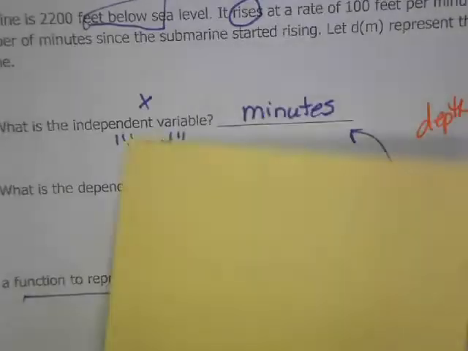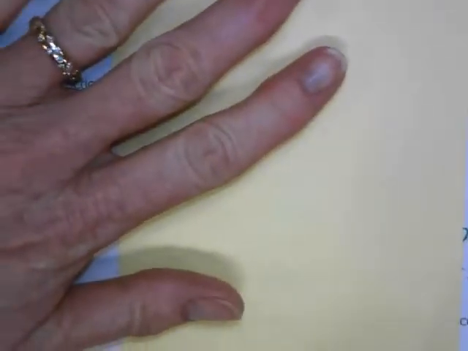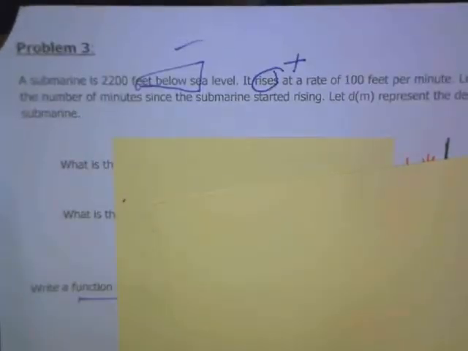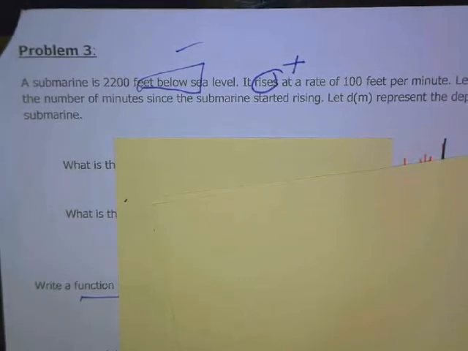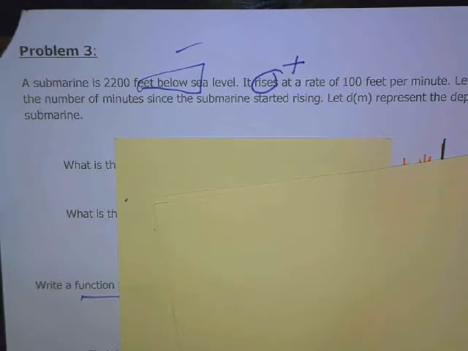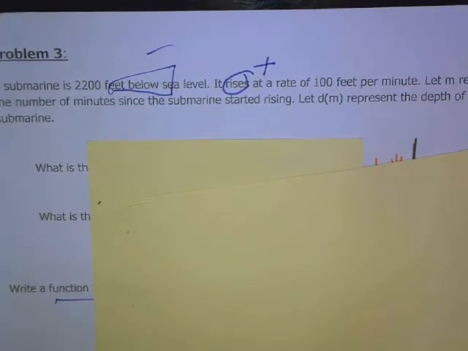On the next page in your notes, this didn't record either, it's a word problem. And so what we need to be able to do is to identify what the independent and the dependent variables are. So as I read this, a submarine is 2,200 feet below sea level. It rises at a rate of 100 per minute. Let m be the number of minutes. Oh, we're adjusting here. And d of m represent the depth.